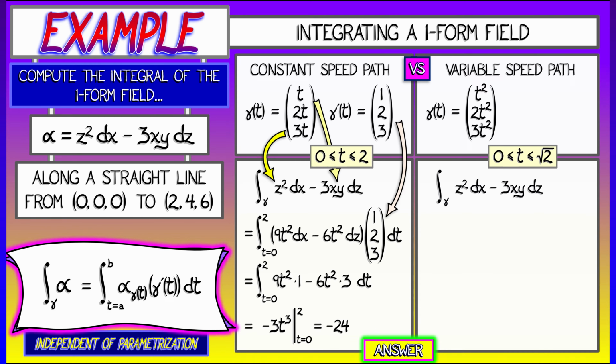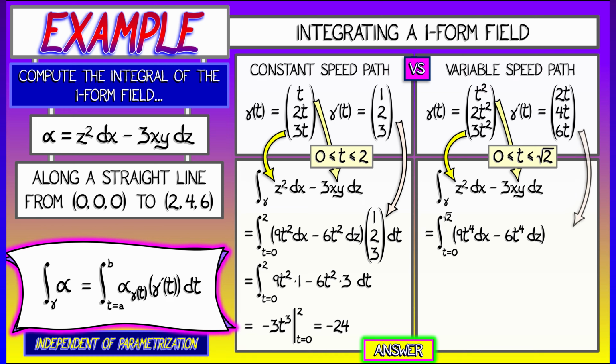Let's follow that same computation. Let's integrate, substituting in t squared, 2t squared, and 3t squared for x, y, and z. That gives us the integral as t goes from 0 to root 2 of 9t to the 4th dx minus 6t to the 4th dz. Now, when I compute the derivative of gamma, I don't get a constant vector. I get (2t, 4t, 6t). dx looks at that vector, pulls out a 2t. dz looks at that vector, pulls out a 6t.